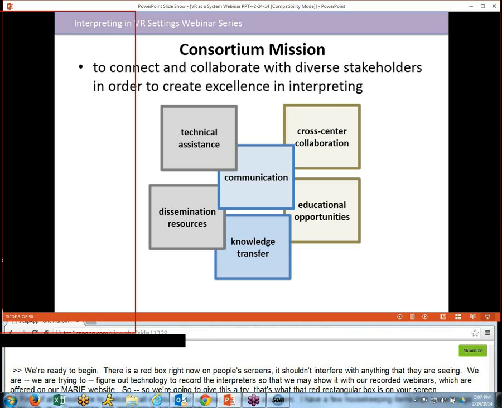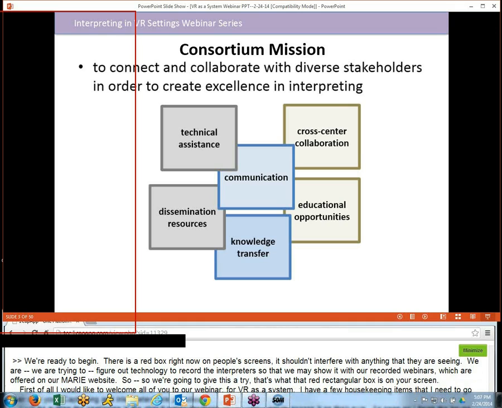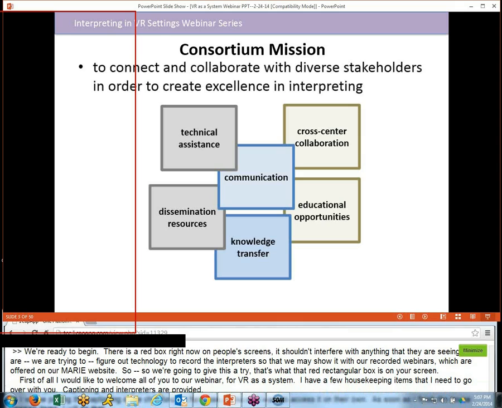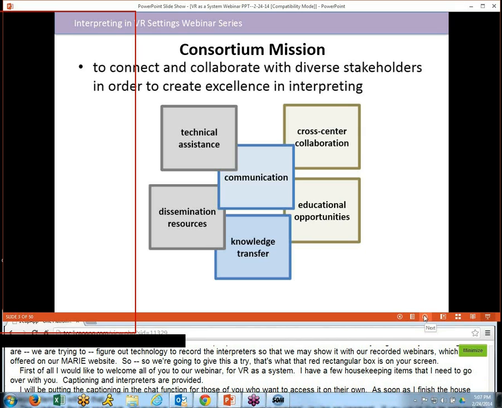Regional centers engage in services to the regions that they serve, as well as in cross-center collaborations on projects that have a national impact. And one such project relates to interpreting in vocational rehabilitation settings. The Marie Center, and specifically myself, have been serving as the lead for this VR project, but a number of the other centers are also participating.